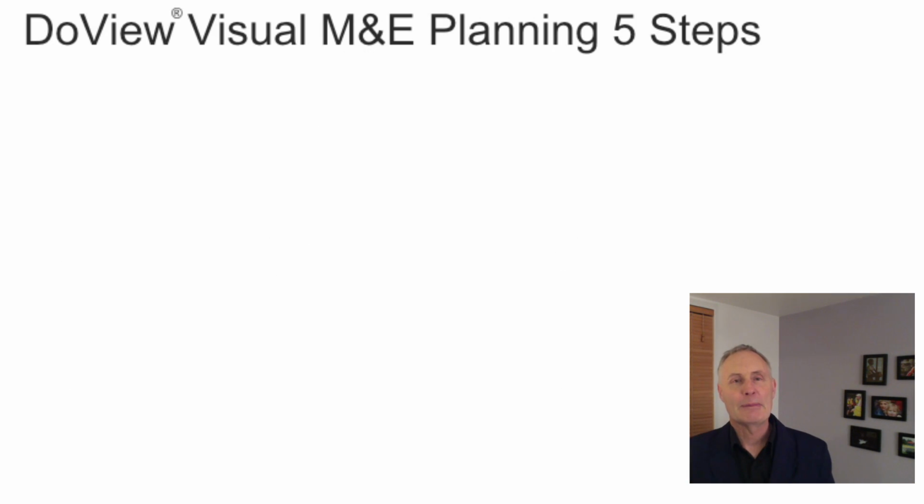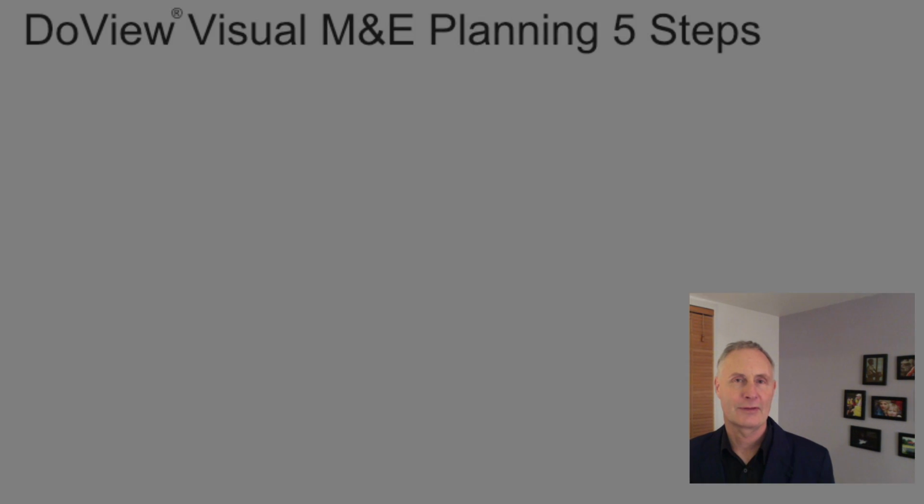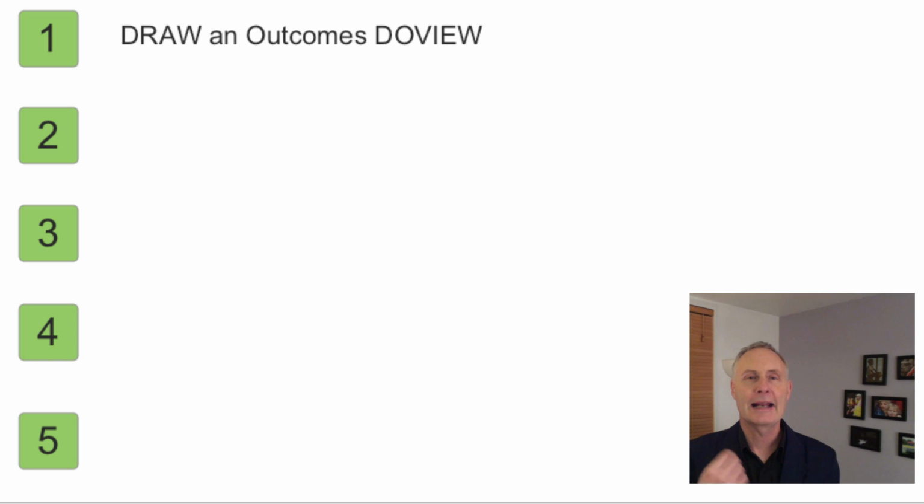The DoView visual M&E planning approach has 5 steps. I'm going to run through those 5 steps now in a moment, and then I'll take you through an example which will show you how you can apply those 5 steps. Here they are here. And the first step is drawing an outcomes DoView. That's drawing the visual model of what's happening in the program that we are doing the M&E work on.